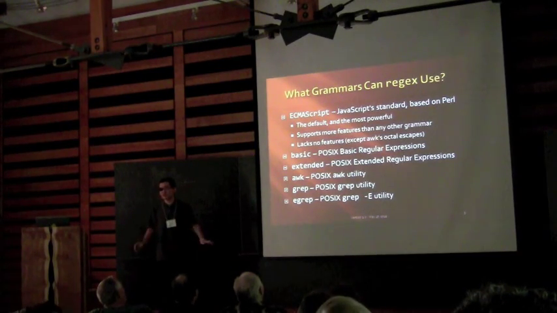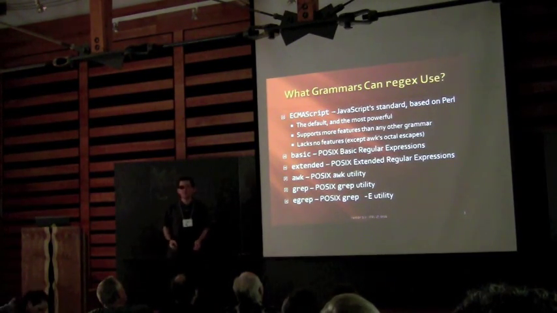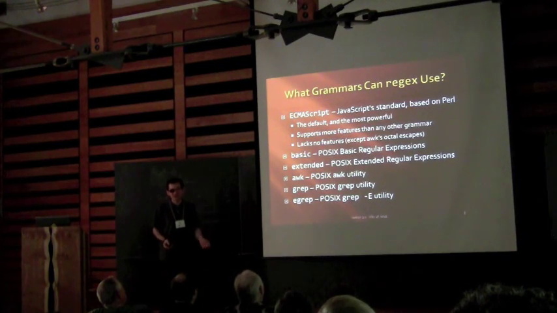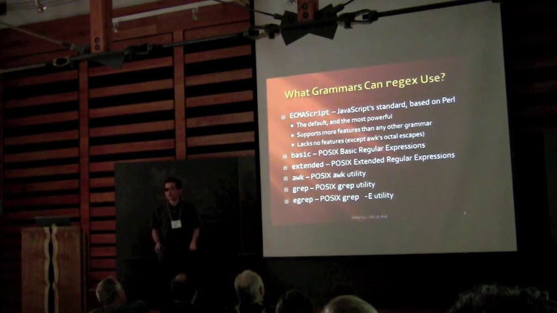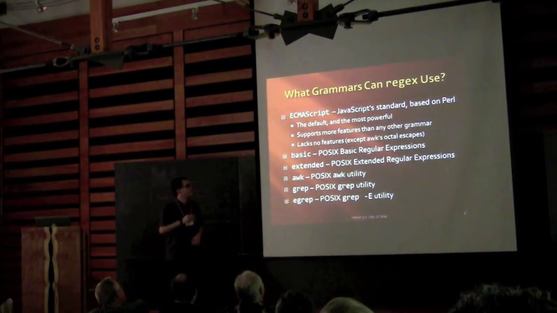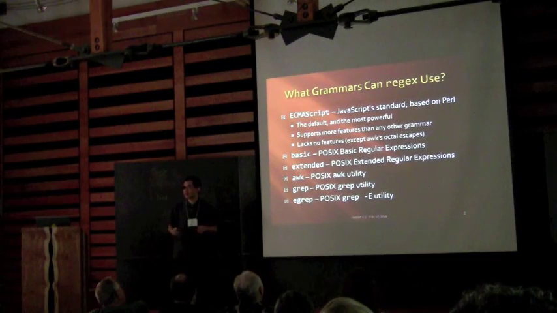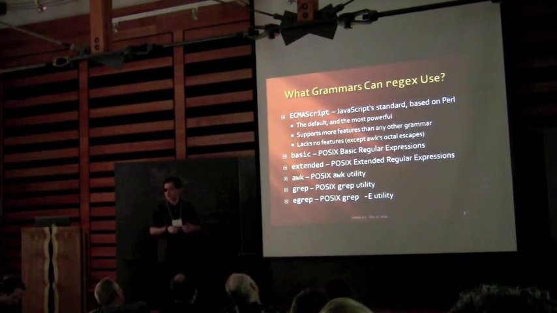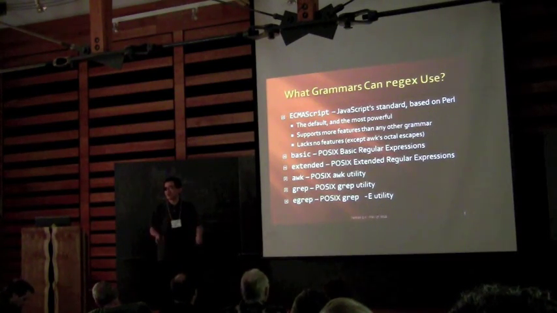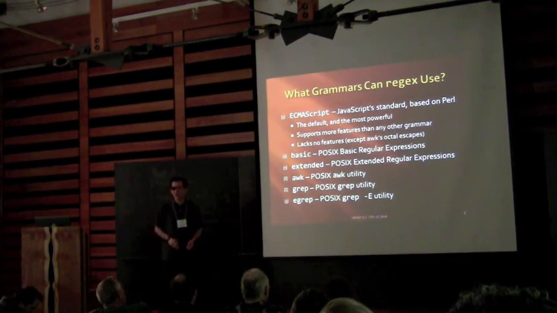Okay, so quick, what grammars can regex use? The answer is ECMAScript. It is the default, it's the best grammar. What it really is, it's the standardization of JavaScript, and its regex was derived from Perl, which is a very popular, very common regex. It's the most powerful as well. There's a bunch of regex features. Actually, Pete Becker's TR1 book goes into all the features that regular expression grammars have. ECMAScript has all of them, except for one really obscure one, octal escapes.